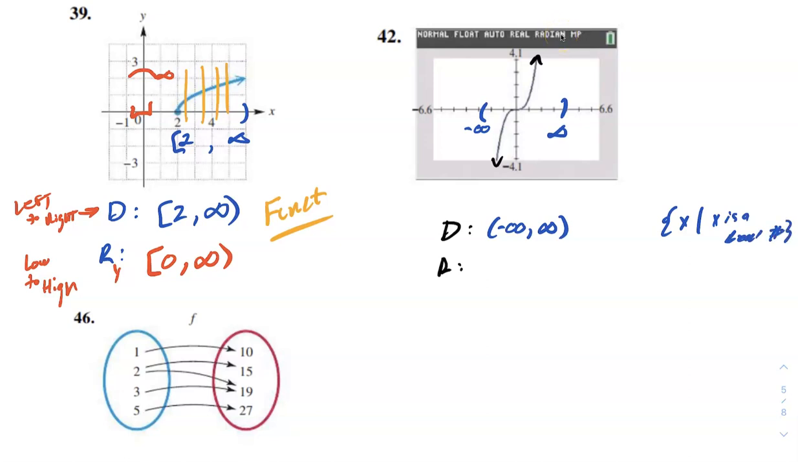My range actually means the exact same thing. Lowest is down here, but that's an arrow, so negative infinity. Highest is up here, but that's an arrow, so positive infinity. Set builder would be the same thing, just with the y. It would be the same idea: y is a real number. Because remember, range is y, domain is x. So if you're doing set builder, you want to make sure that that also applies. Is it a function, yes or no? It would pass the vertical line test. So yes, function.